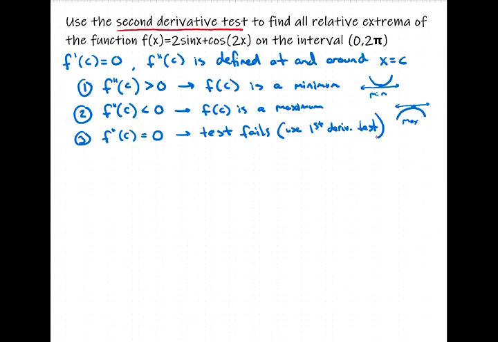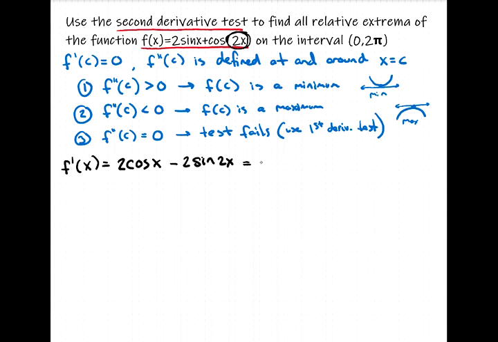All right, so let's look at the function f of x equals 2 sine of x plus cosine of 2x. So let's start off by taking the derivative of this function. So f prime of x is equal to, well, the derivative of 2 sine of x would be 2 cosine of x. The derivative of sine is cosine. And the derivative of cosine is negative sine. We have to apply the chain rule because we have this 2x in here. So that'll be negative 2 times the sine of 2x.